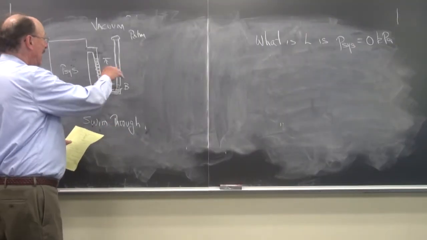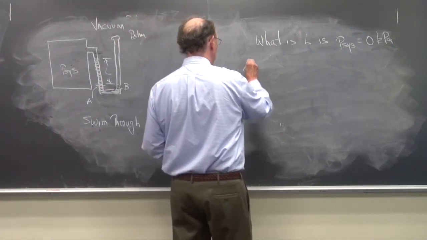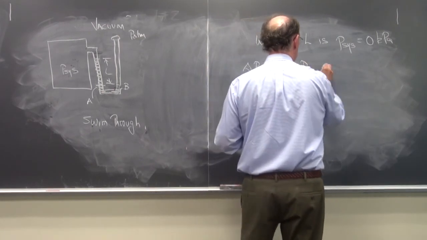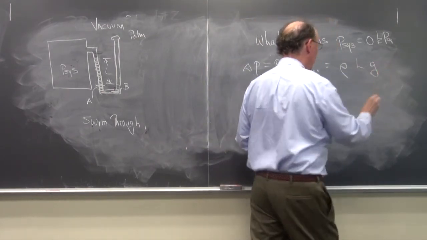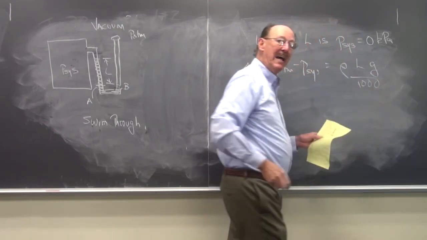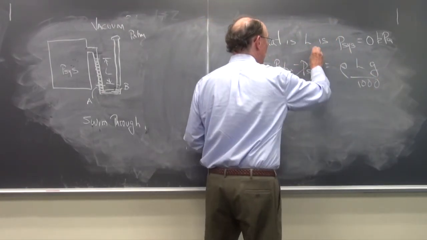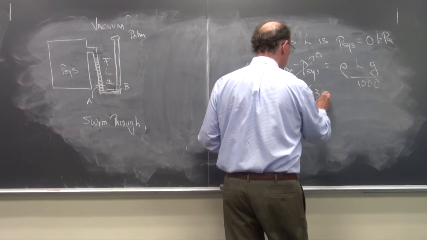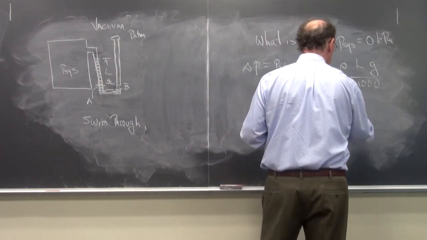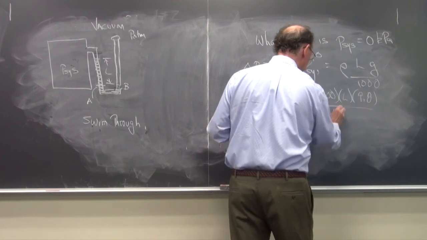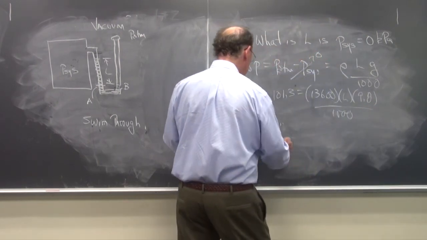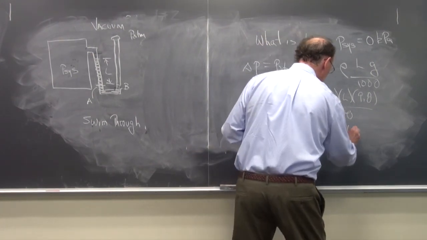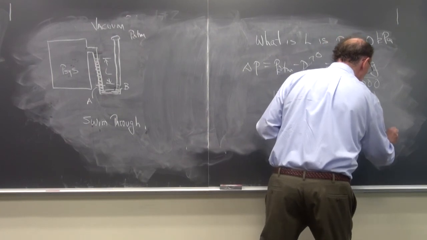If I look at this, then I have delta P, which is equal to P atmosphere minus P sys, is equal to rho Lg over 1,000. So if I have that, P sys is 0, right? So now I have 101.3 is equal to 13,600 times L times 9.8 divided by 1,000. And we solve this, and we see that L is equal to 0.76 meters of Hg, or 760 millimeters Hg.